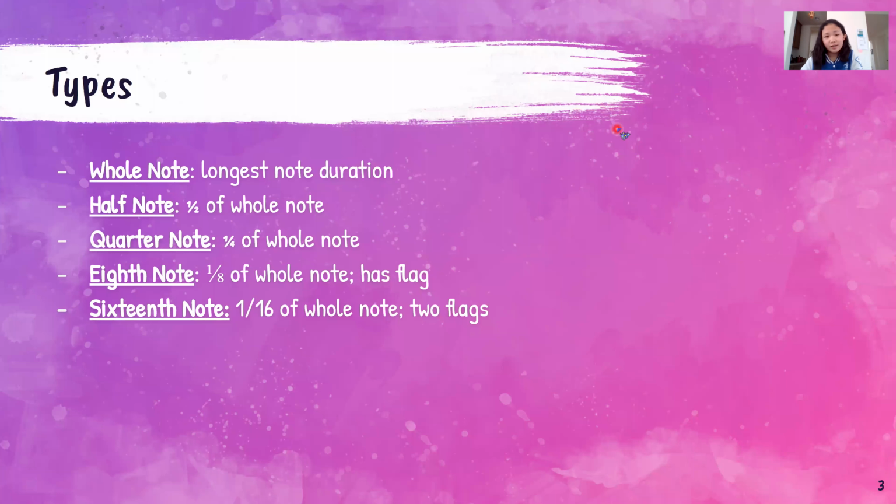So the types of notes that we need to know. The first one is a whole note. The whole note is the longest note duration. Next, we have the half note, which is 1/2 of the whole note, quarter note, which is 1/4 of the whole note, an eighth note, which is 1/8 of the whole note, and the 16th note, which is 1/16 of the whole note. As you can see, the eighth note and the 16th note both have flags. The eighth note has one flag, and the 16th note has two flags, but we'll get more into that.